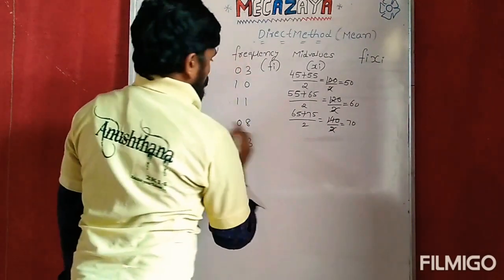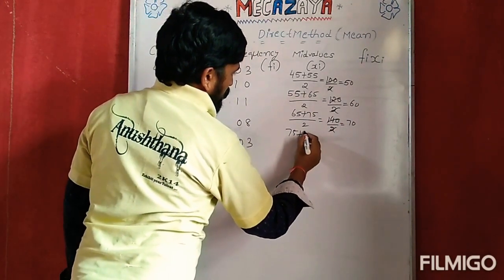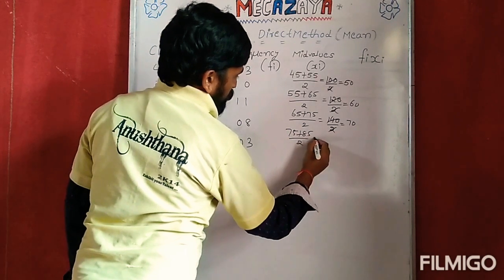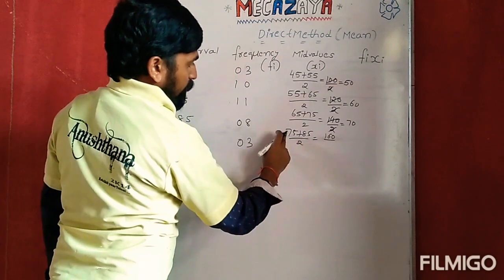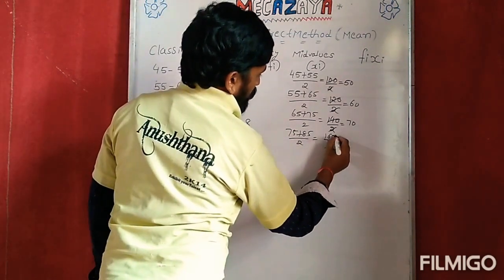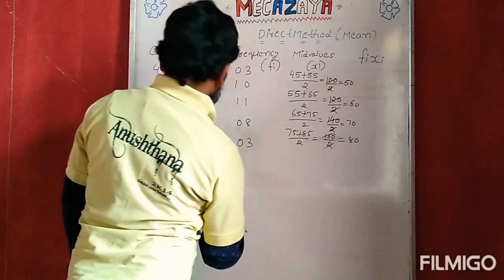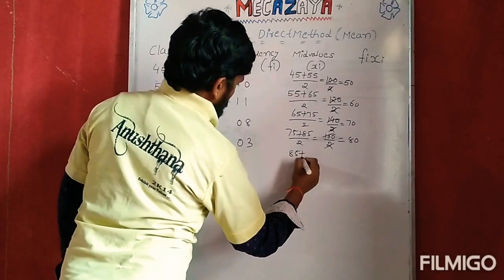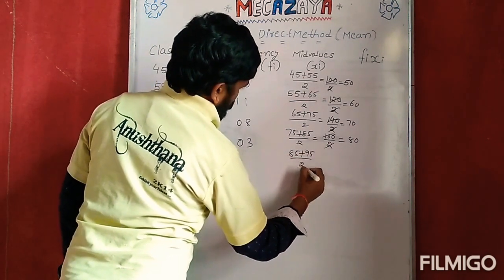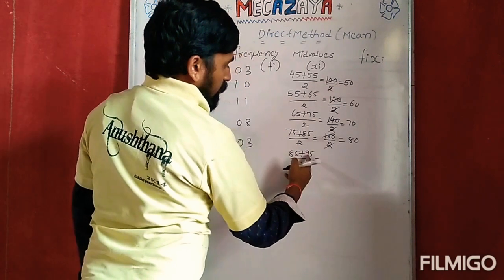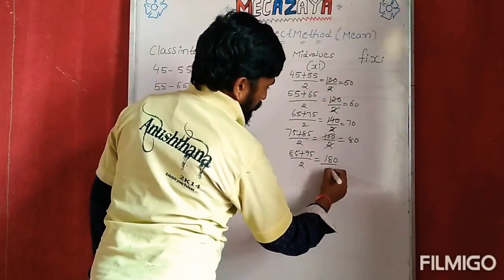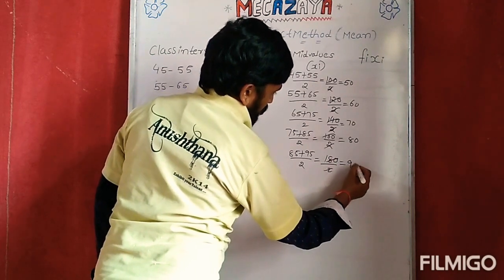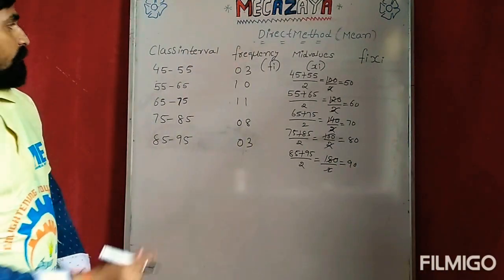Same, 75 plus 85 is 160, by 2 is 80. Next, 85 plus 95 is 180, by 2 is 90. So see the difference here.